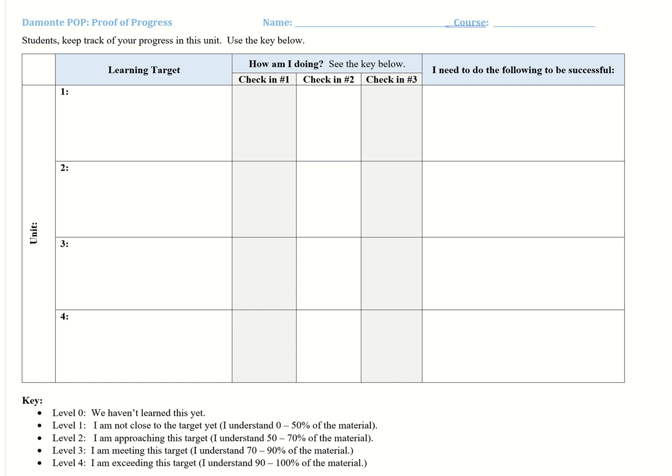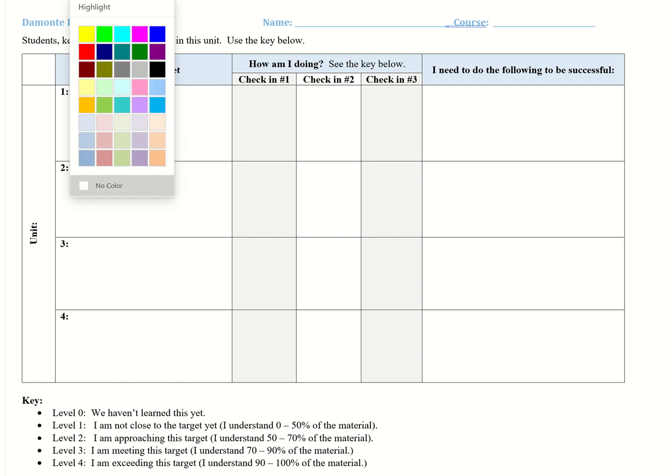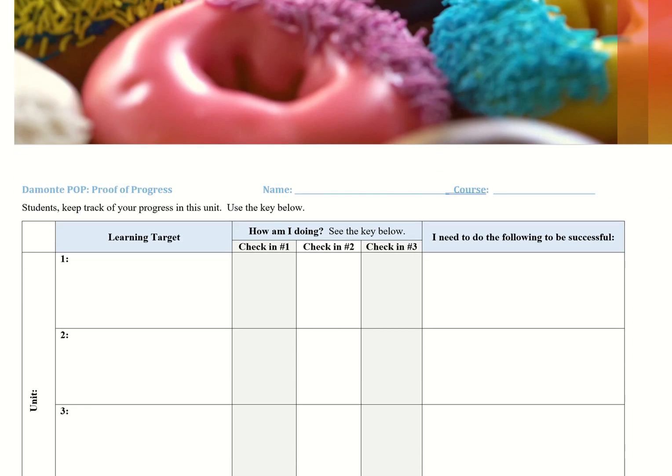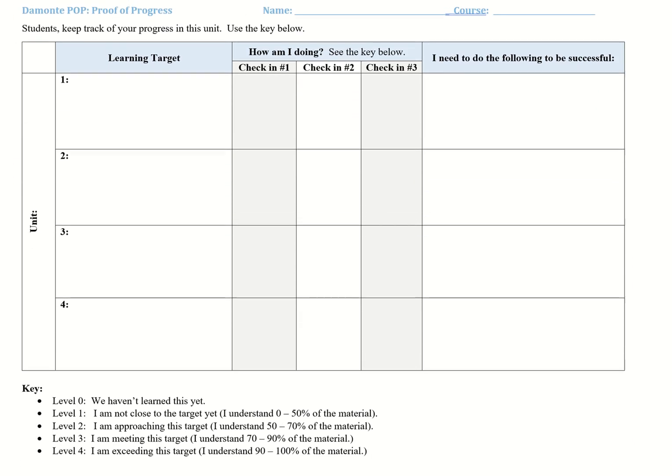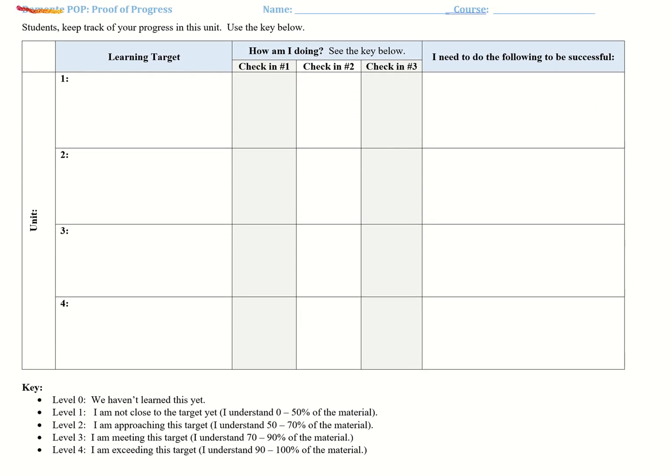And they mentioned in there this thing called proof of progress. And so Darvel and Sean came up with the idea of Damani Pop, or Damani Pops, if you will. There we go. This proof of progress. This is where students would collect data about their own progress in a class.